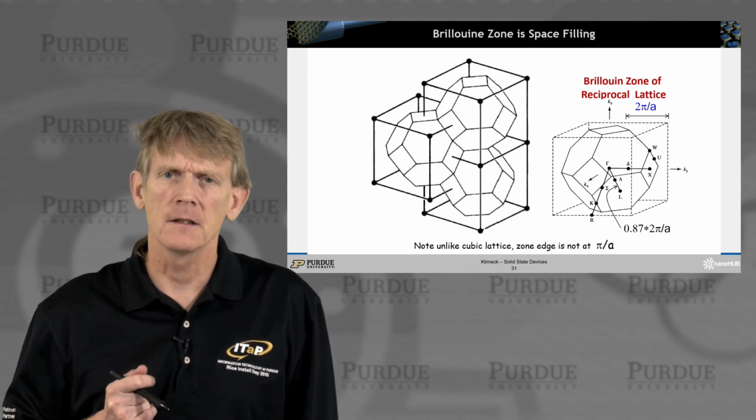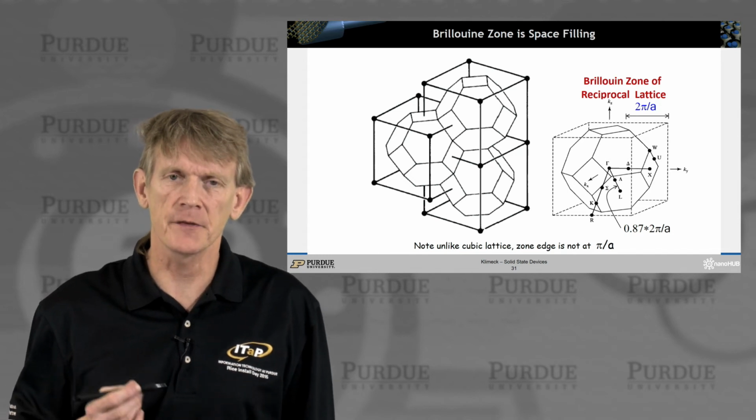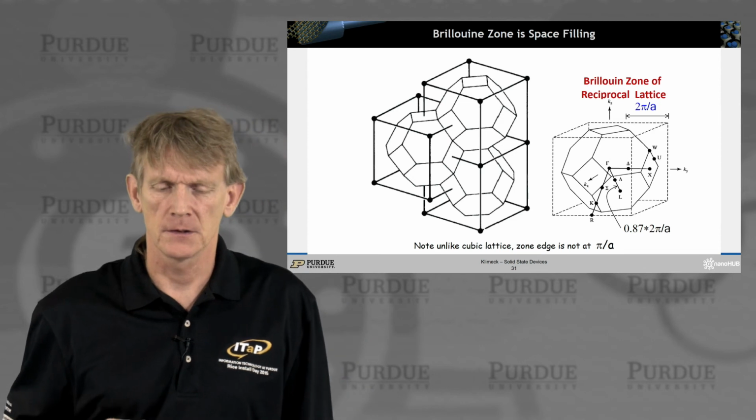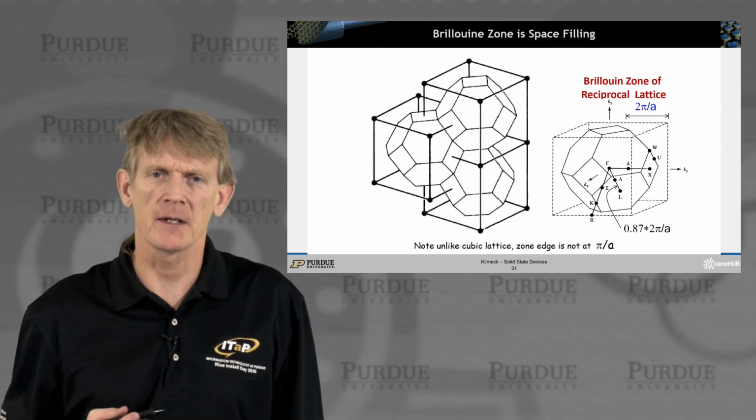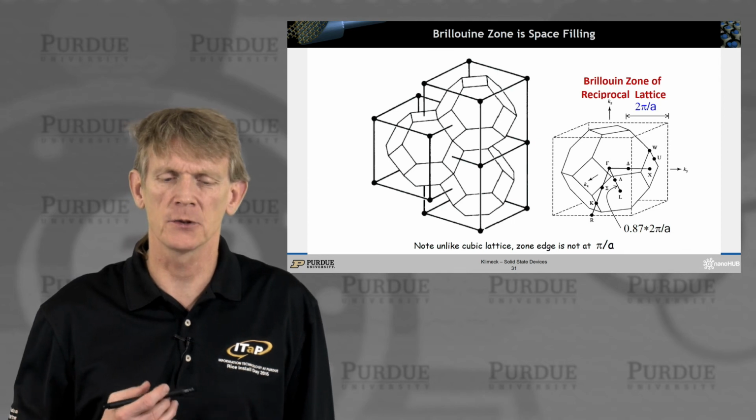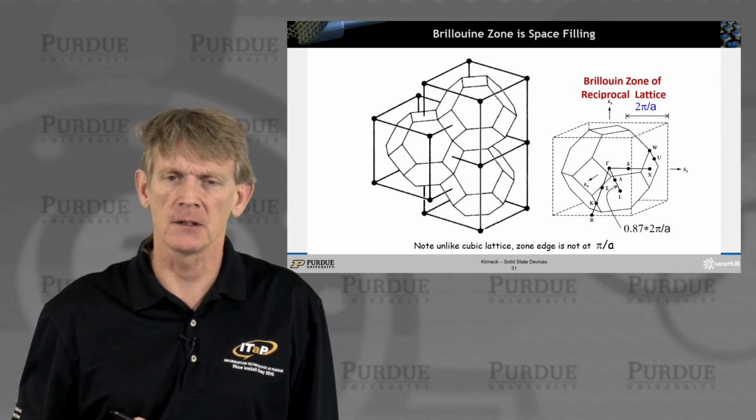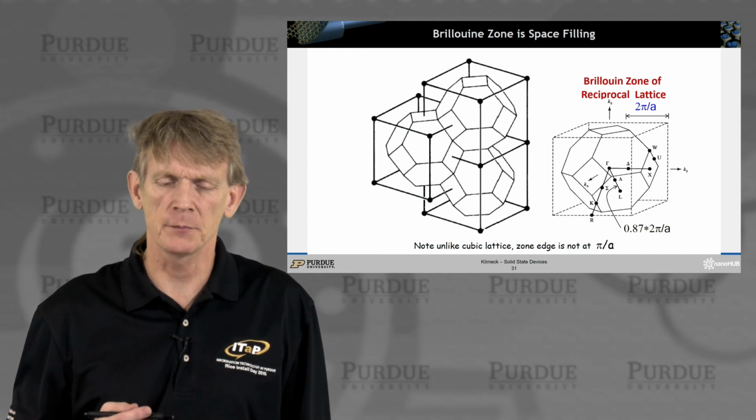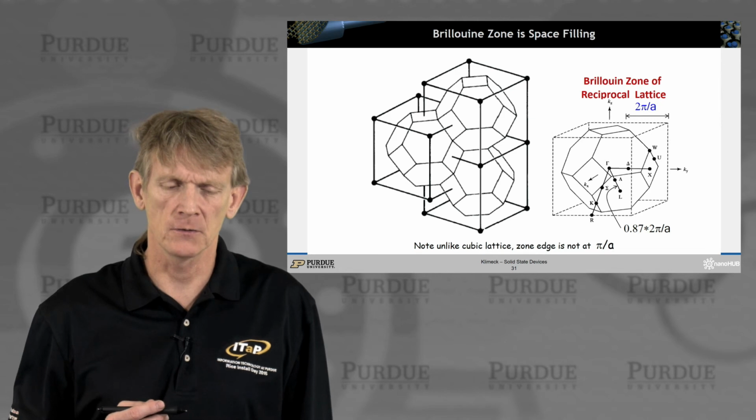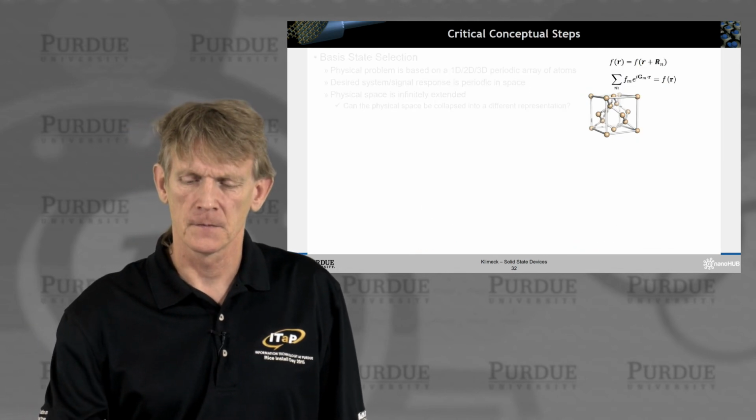Now, the important thing to note is that the Brillouin zone is space-filling, just like the real space is space-filling, right? The space is completely filled with a repeated unit cell. So if you have a Brillouin zone that is a reciprocal space, it will be space-filling. They stack slightly different than the perfect cubes that you might usually imagine, but they stack with each other.